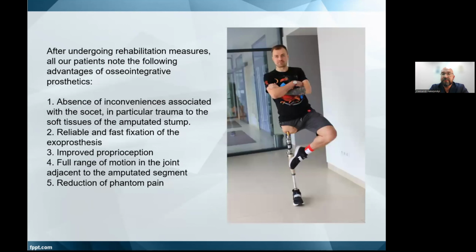Summing up, we can confidently say that osseointegration is the future. All our patients noted an improvement in their quality of life. Osseointegration prosthesis offers more comfortable, reliable and fast fixation of the exoprosthesis, improved proprioception, full range of motion in the joint adjacent to the amputated segment, and reduction of phantom pain.